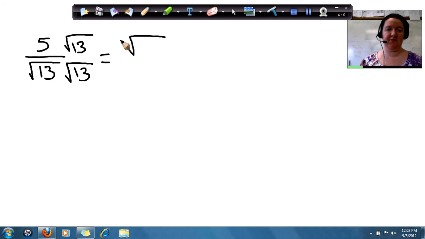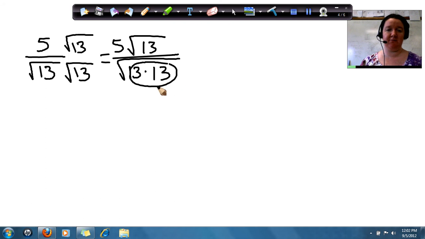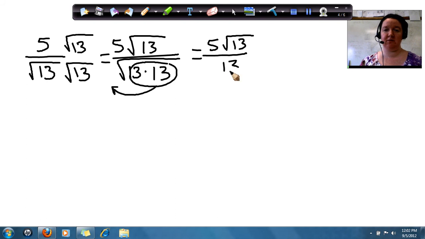So now I have 5 square root 13 all over the square root of 13 times 13. I see a pair, I can pull it out. Now I have 5 square root 13 over 13 as my simplified radical. Let's look at another example.